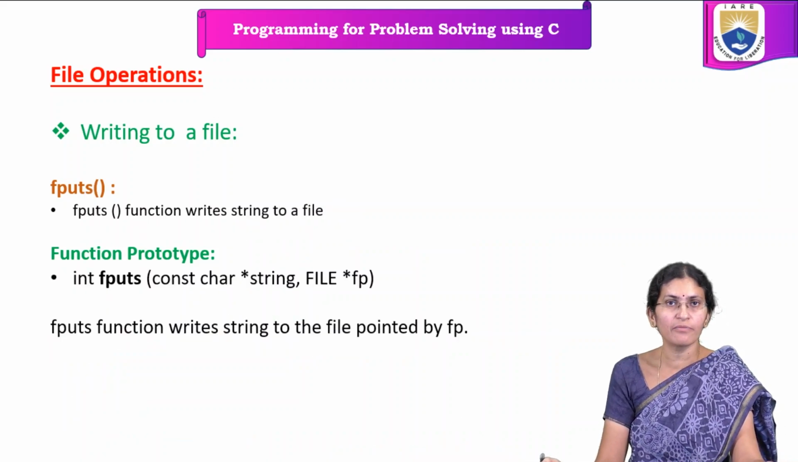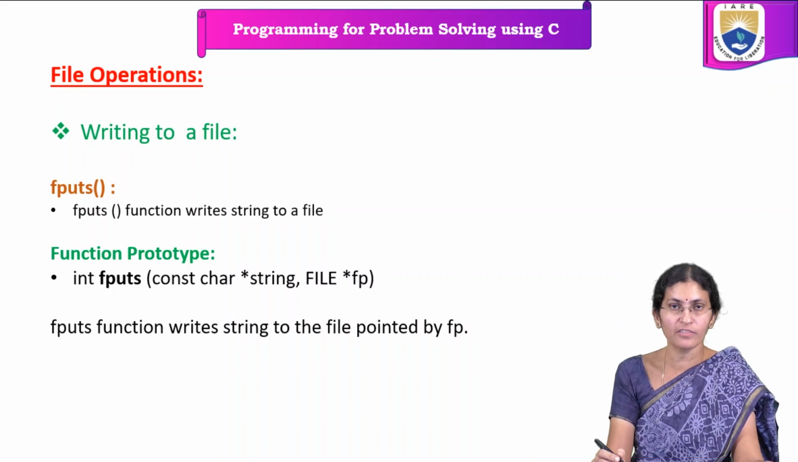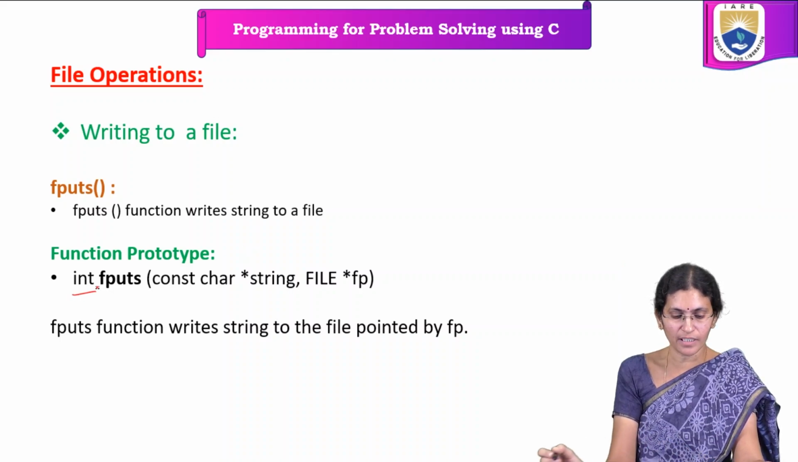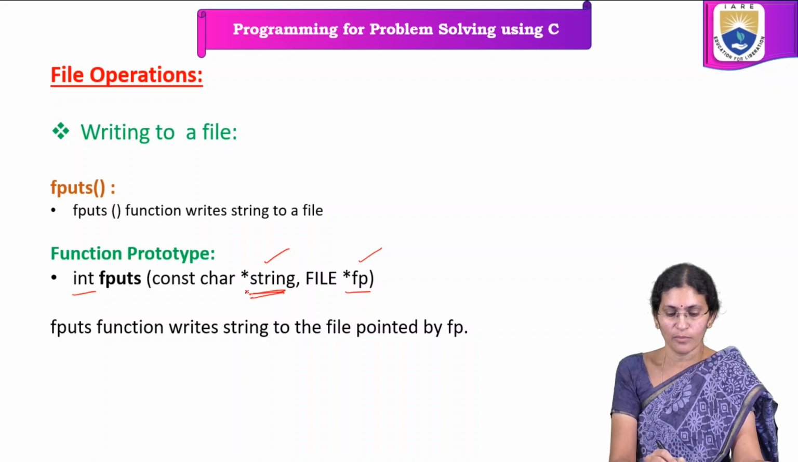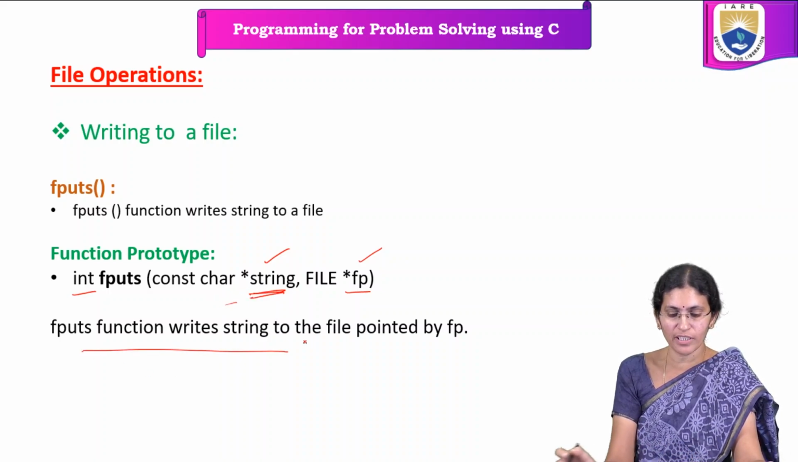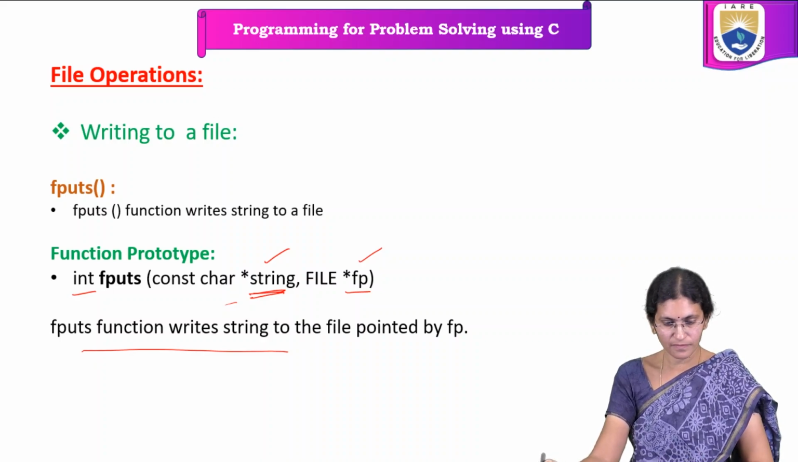Next one is the fputs function. The fputs function writes the string to the file. This is the function prototype. The return type is an integer, and it takes two arguments. One is a string, which is a character pointer, and the other one is a file pointer. The fputs function writes the string to the file pointed by fp.